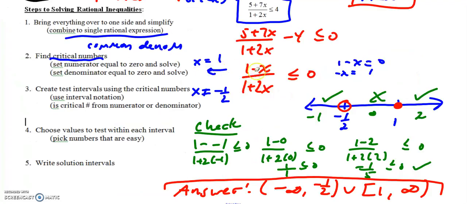All right, guys, so if you tried this one, I got the critical number on top to be 1, and that can be included because of the less than or equal to. So I put a closed dot there. In the denominator, the number that x cannot be is negative 1/2, so I put an open dot there. I checked my 3 intervals with the numbers negative 1, 0, and 2. And when I plugged them into this one here, I got that these 2 intervals worked and the middle one didn't. So my final answer was negative infinity to negative 1/2 not included with a parenthesis, union included 1 with a bracket to infinity.